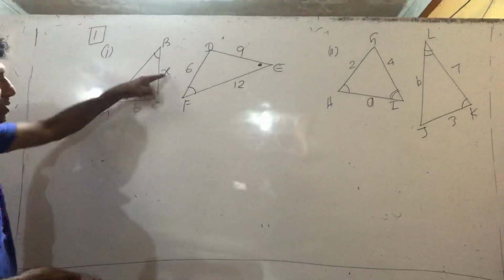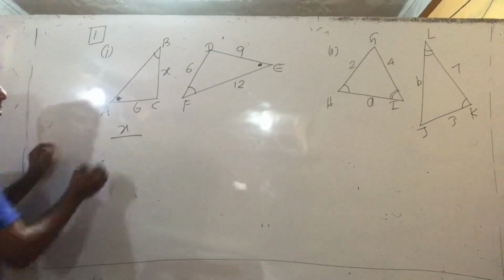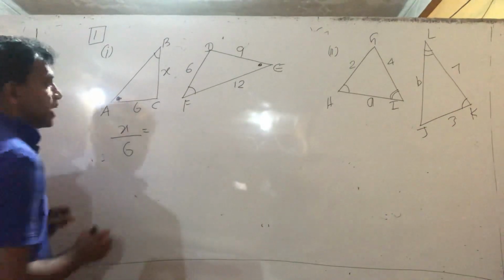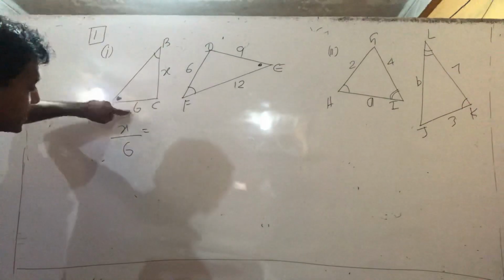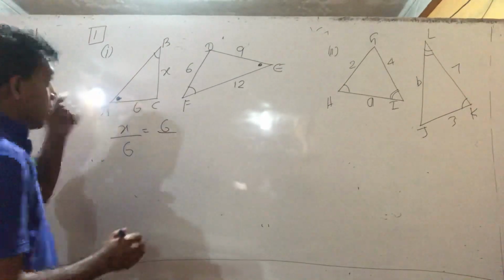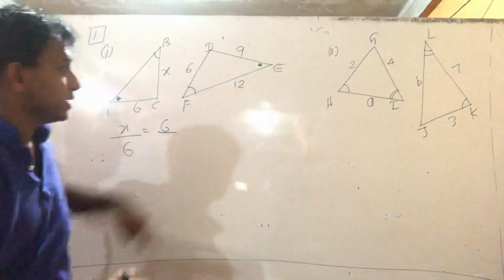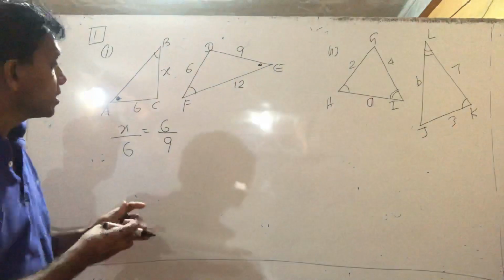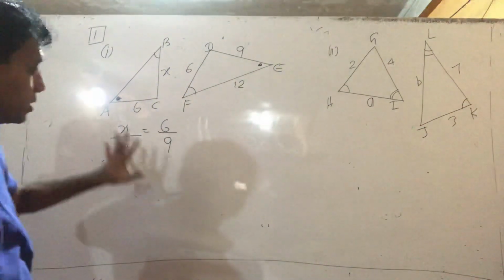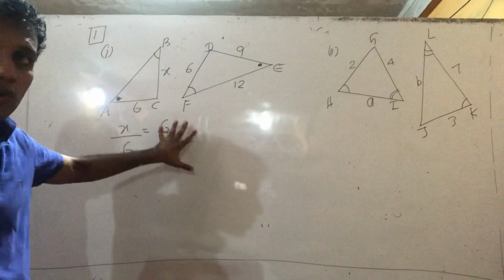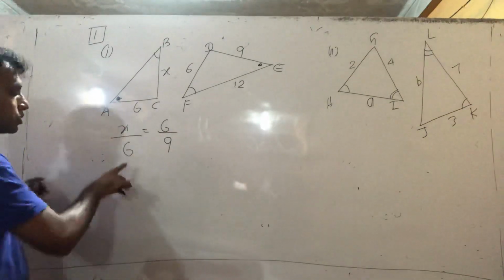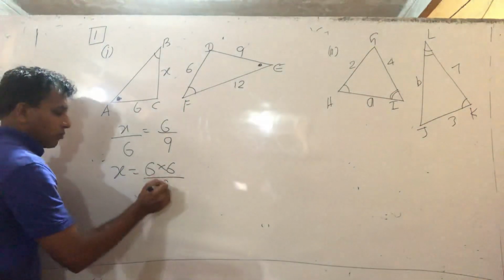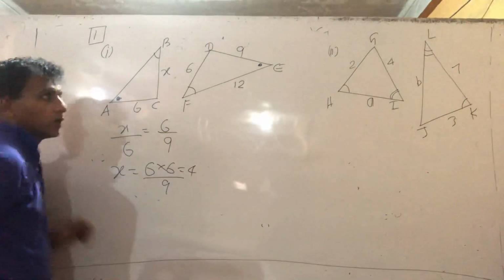This angle, I take opposite x over this, which is equal to this, opposite 6. Next, take this angle, opposite 6, over this, equal to this, opposite 9. That's enough, right? The third one is not necessary, because here one side is unknown and the other is known, easy to solve. So multiply 6 times 6, or 36, divided by 9. The answer is 4.